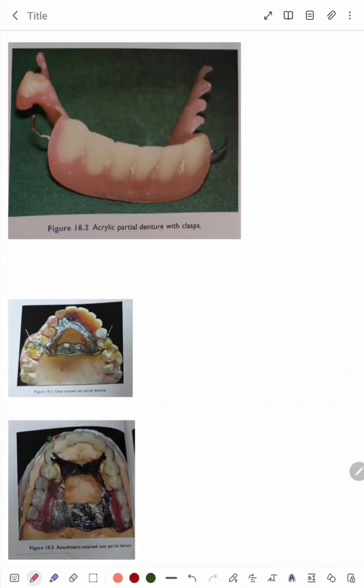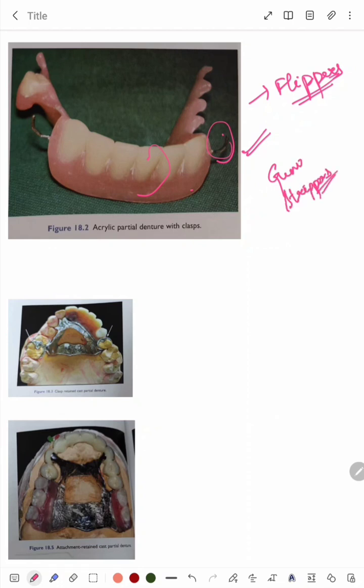So RPD is basically of two types. First one is acrylic partial denture. As you can see in this picture, that is an acrylic partial denture, and you can see wrought wire clasp over here. These acrylic partial dentures are known as flippers. These are known as gum flippers basically. The disadvantage of these gum flippers or acrylic partial dentures is that they cause gingival recession with long-term use. That's why they are also known as gum strippers, because they cause gingival recession.